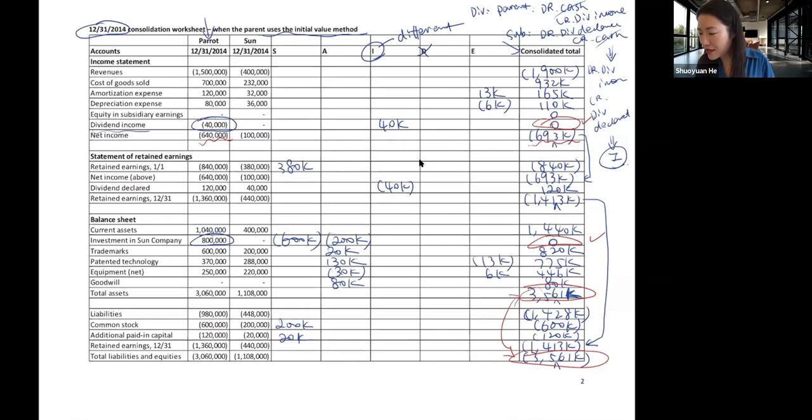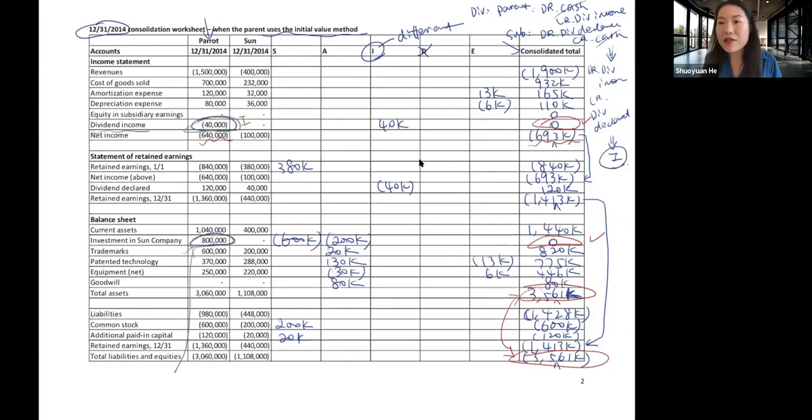And there's one last thing I want to mention here. So dividend income, this 440,000, is eliminated in the consolidation process by consolidation entry I. So that's why your dividend income will go to 0. How about your investment account? How did this number go to 0?